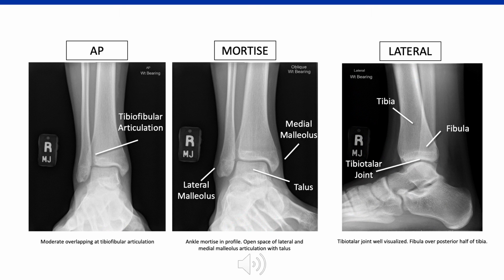For the AP position, you should have a moderate overlapping of the tibiofibular articulation. The oblique or mortise view, ankle mortise should be in profile. The open space of the lateral and the medial malleolus articulation with the talus. On the lateral, the tibiotalar joint is well visualized and the fibula over the posterior half of the tibia.